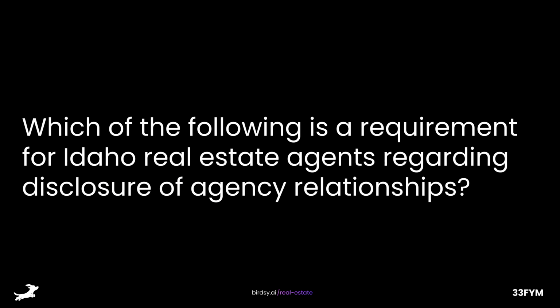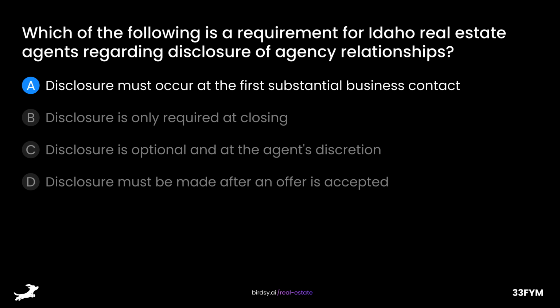Which of the following is a requirement for Idaho real estate agents regarding disclosure of agency relationships? Is it A, disclosure must occur at the first substantial business contact? B, disclosure is only required at closing? C, disclosure is optional and at the agent's discretion? Or D, disclosure must be made after an offer is accepted? The answer is A, disclosure must occur at the first substantial business contact.